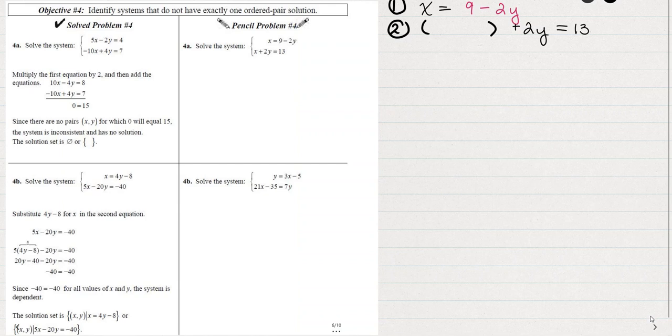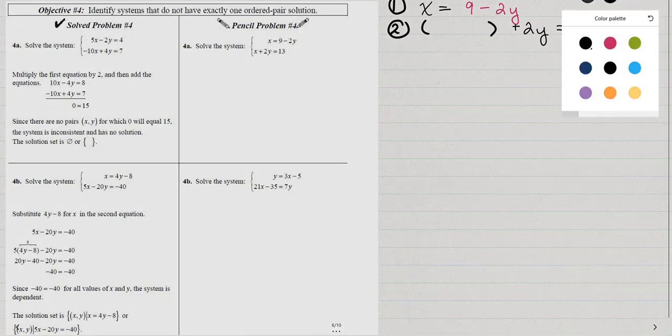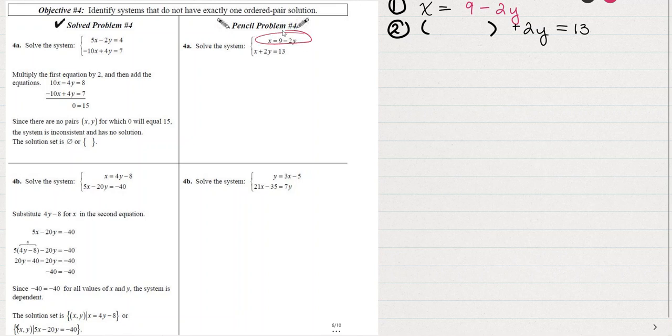Number 4, solve the system. x equals 9 minus 2y, and x plus 2y equals 13. When I solve this, I could try elimination or substitution. I'm going to use substitution because I can see that x is already solved for. So I could go to equation 2, x plus 2y equals 13. And in place of x, I'm going to put 9 minus 2y. I'm going to substitute in 9 minus 2y for x. When I do this, let me show this really clearly.